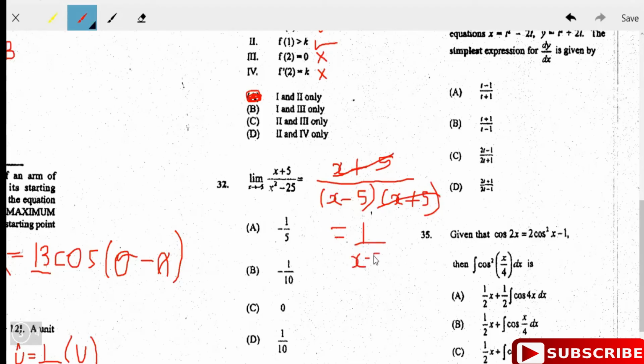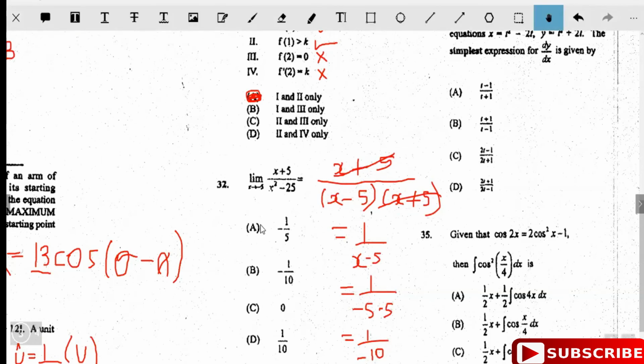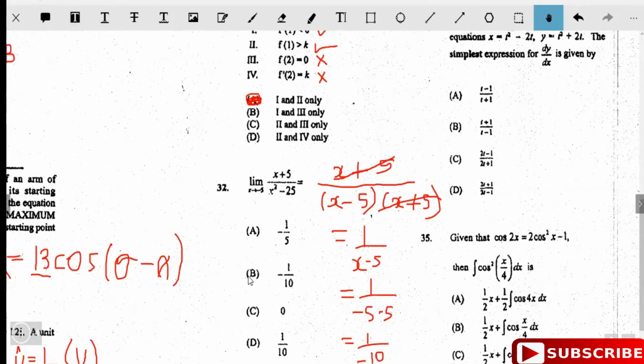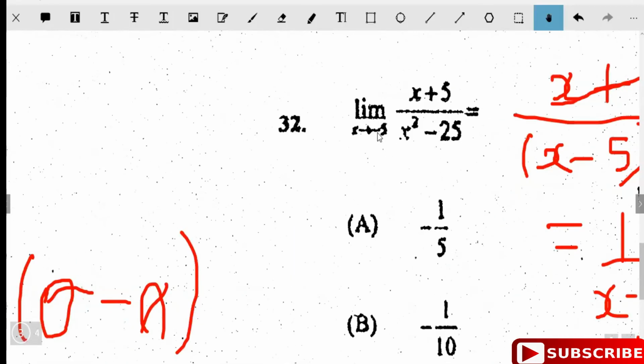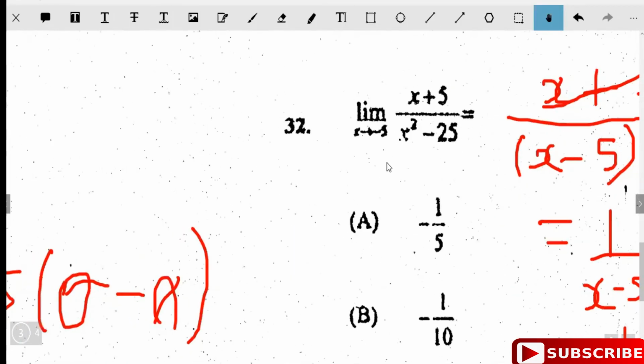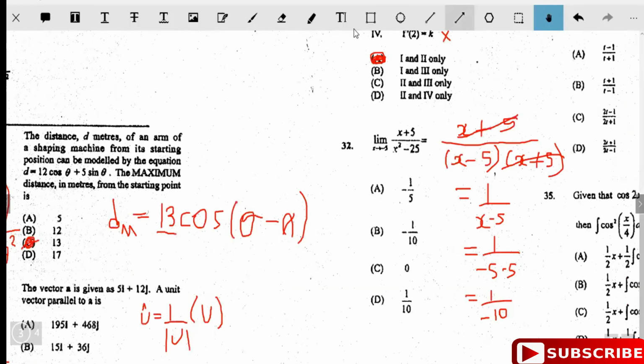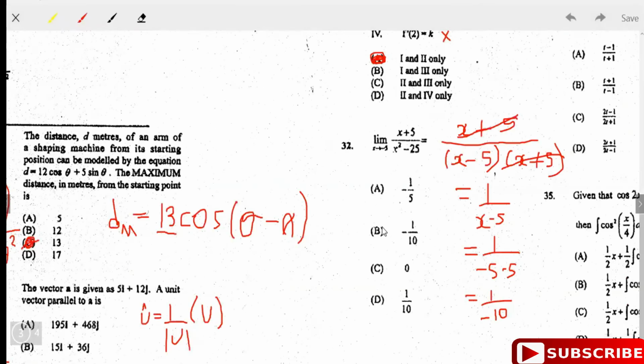And then we're going to plug in x is -5. I never realized the negative sign. And so it's 1 over -5 minus 5, which is 1 over -10. That's a minus. I never realized it was -5. That's right. Okay, so it is beta. So let me zoom in to show it's -5. That's beta.